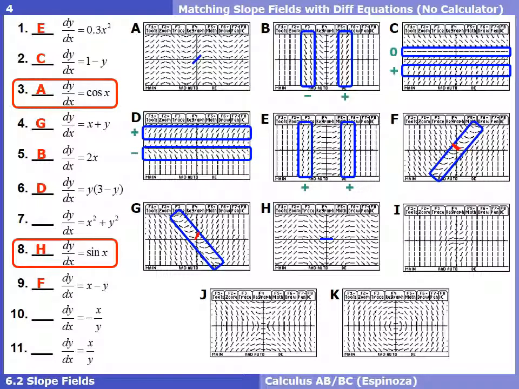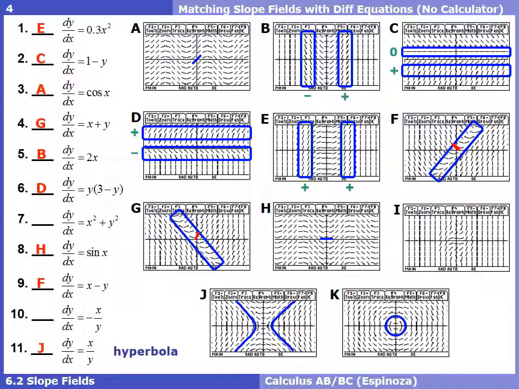A couple other strategies or particular kinds of slope fields that you might see pertain to choices 10 and 11. In choice J, you'll notice this hyperbola shape, and in choice K, you'll notice this circular shape. It turns out that if you take x over y in the positive version, you'll end up with the hyperbola shape, which is choice J. When you take x over y but make it negative, you'll end up with a circular shape, which is of course choice K. Of course, number 7, just by process of elimination, would be choice I.